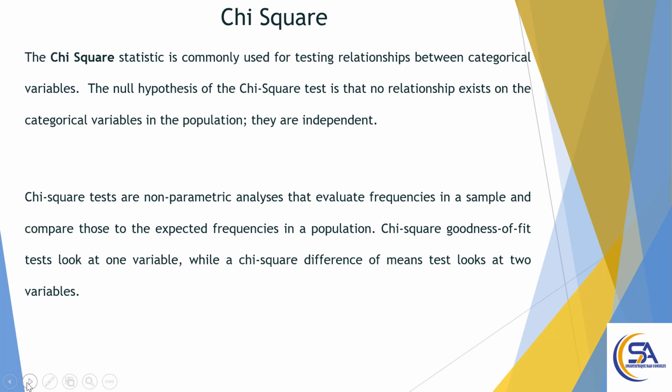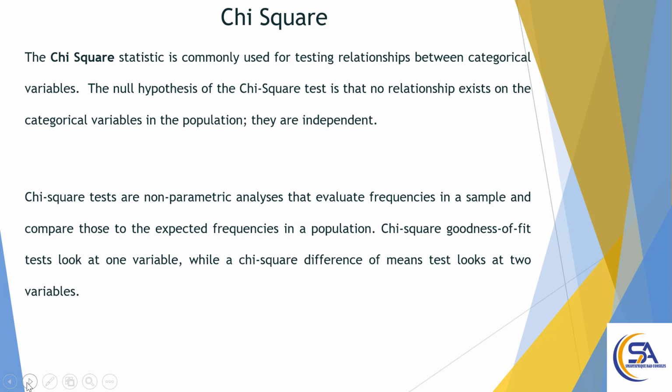In MANOVA, we have two dependent variables. So pay attention to this little difference. So the chi-square is a test for non-parametric analysis that evaluates frequency in a sample and compares those to the expected frequency in the population.